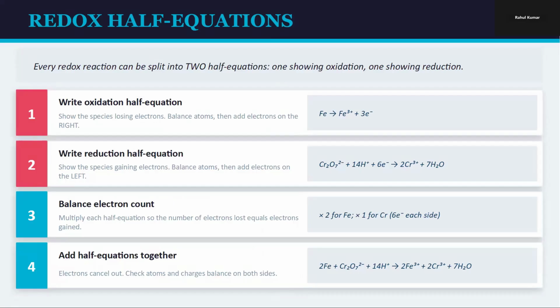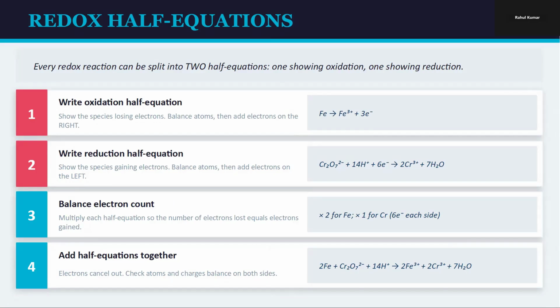Now redox half equations. Every redox reaction can be split into two half equations, one showing oxidation and one showing reduction. The first step is to write the oxidation half equation. Show the species that is losing electrons, balance atoms first, and then add electrons on the right side. Second, write the reduction half equation. Follow the same thing: balance atoms first, then add electrons on the left.